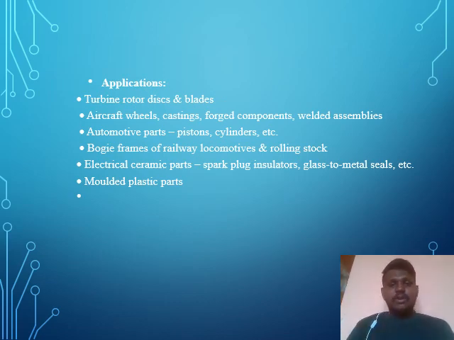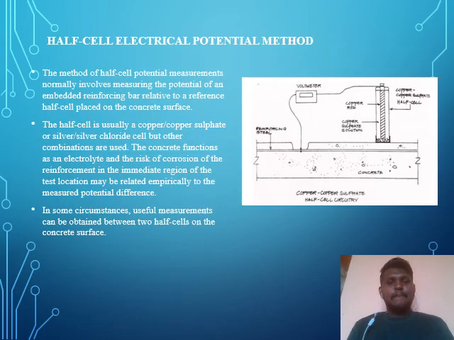Applications: turbine rotors and discs, aircraft wheels, castings, forged components, welded assemblies, automotive parts, pistons, cylinders, bogie frames of railway locomotives and rolling stocks, electric ceramic parts, spark plug insulators, glass to metal seals, etc. These are the applications of the liquid penetrant test.